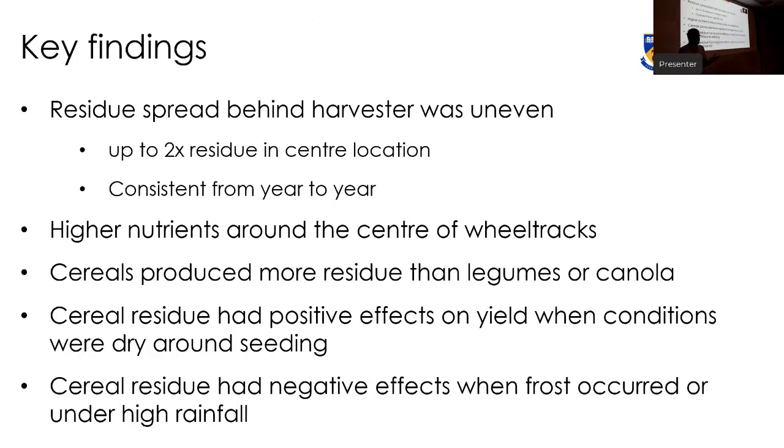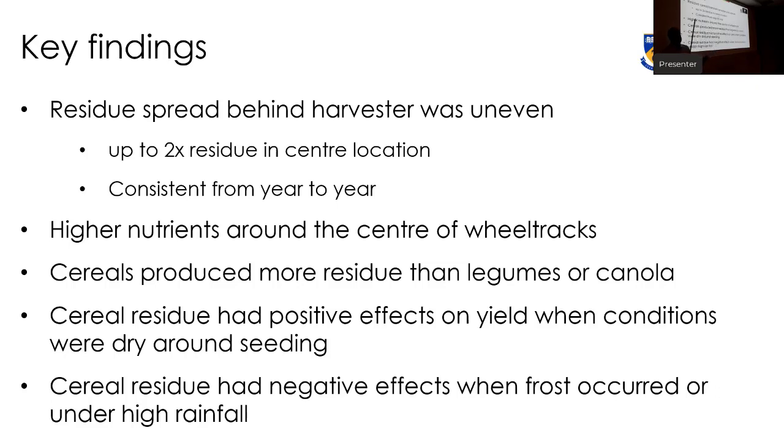So our key findings. Residue spread is uneven behind the header. No matter how much we try to make it even, it is uneven. Where we're doing that with controlled traffic and doing it consistently from year to year, we need to be able to manage that. We get higher nutrition, better nutrition, right behind the header where there's most of the residue going. And that makes sense. If you're doing the same thing year after year, you're going to be accumulating nutrients there.